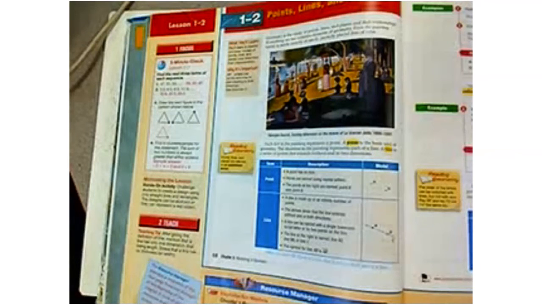Still got about 13 minutes. Whew. Take a breath. You just learned about points and lines, right? Let's recap. What do you understand about a point? What are the important things about a point?